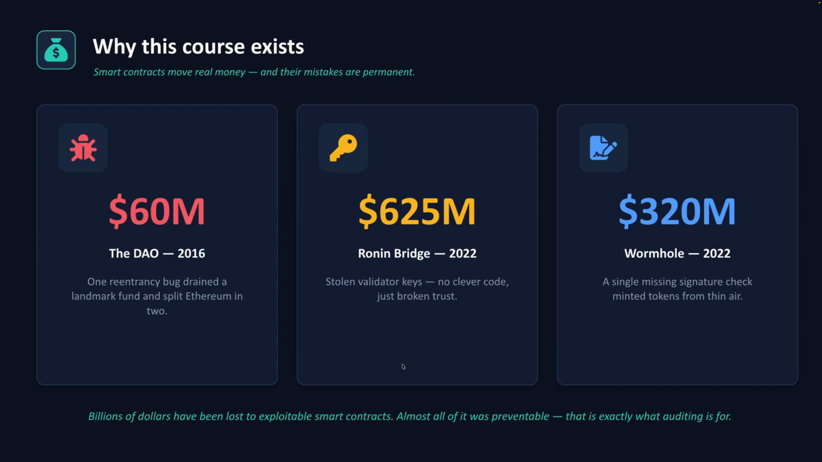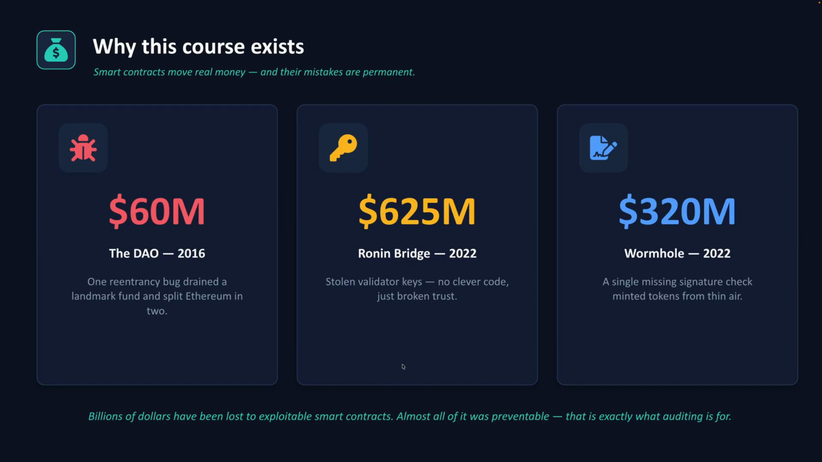Second one is the Ronin bridge hack. In this case, no clever code was used, however, the validator keys were stolen. And at last, we look at Wormhole. This happened because of a single missing signature check that minted tokens from thin air. The minting logic did not have the signature check.